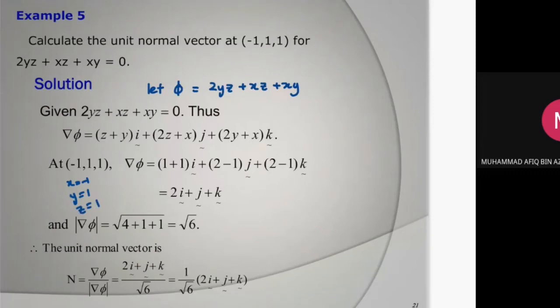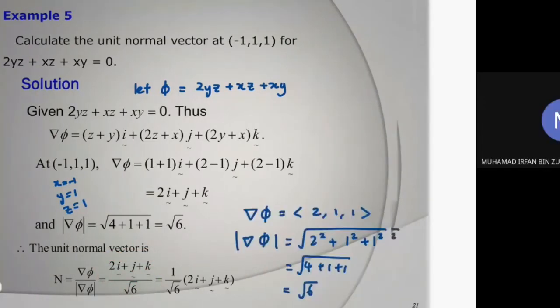Next, you can find the magnitude of gradient phi. 2 squared equal to 4, 1 squared equal to 1, 1 squared equal to 1. So 4 plus 1 plus 1 is equal to square root 6. And finally, you have to combine it. The unit normal vector is equal to gradient phi divided by the magnitude of gradient phi. This is gradient phi and this is the magnitude. So this is your final answer.